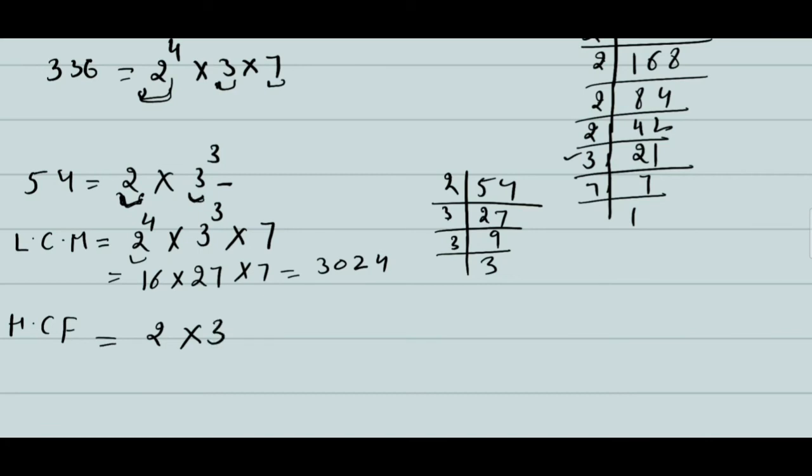So I'll write here. Here we don't have 7, here we have 7. So it means the smallest power of 7 is 0. We won't write anything here. So this will become equal to 2 into 3, which is equal to 6.